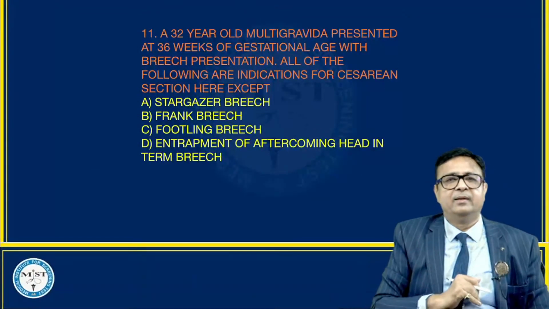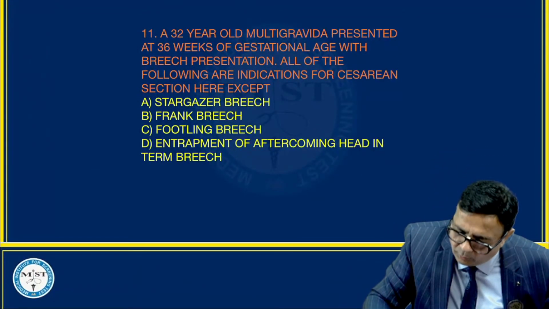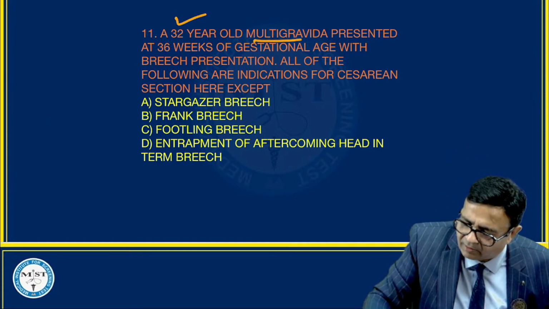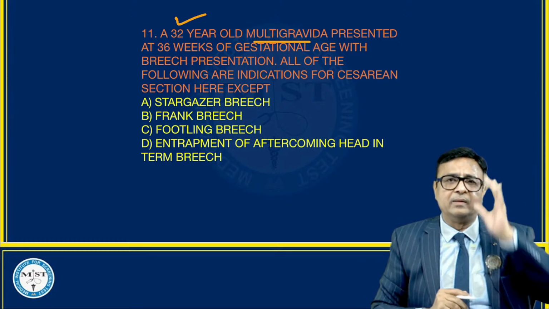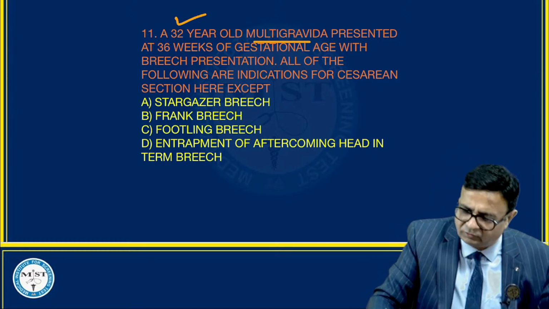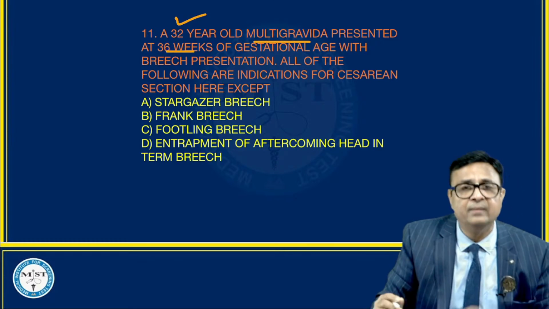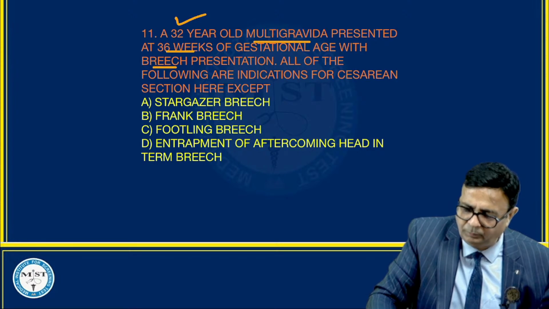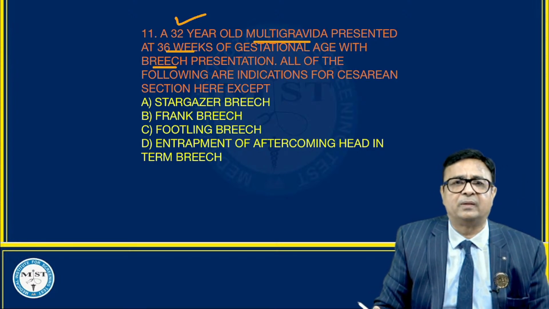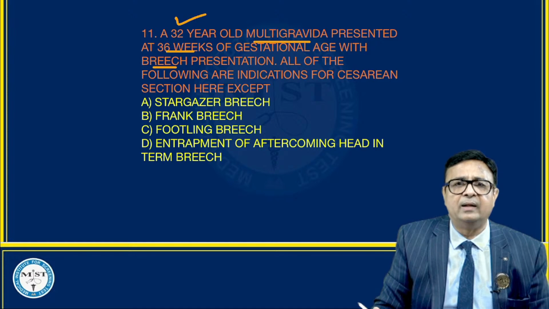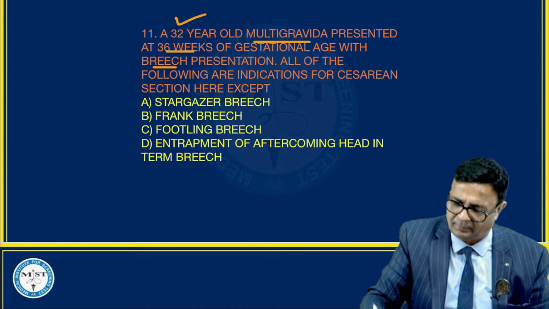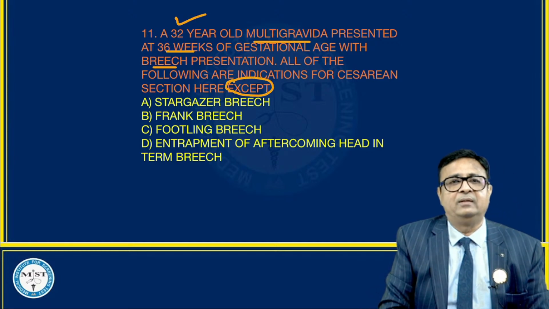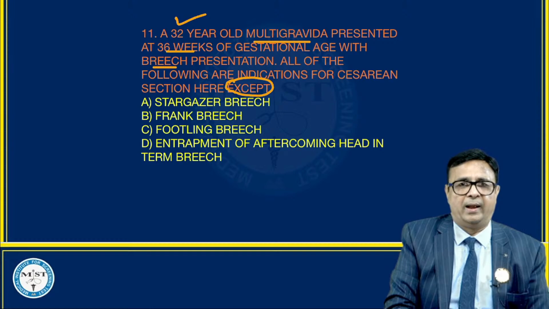चलो नेक्स्ट क्वेश्चन. A 32-year-old, her age is 32 years and she is multigravida. She is not primi, she is multi. Presented at 36 weeks of gestation with breech presentation. All of the following are indications for cesarean section here except. So question is except. In which breech cesarean is not required?